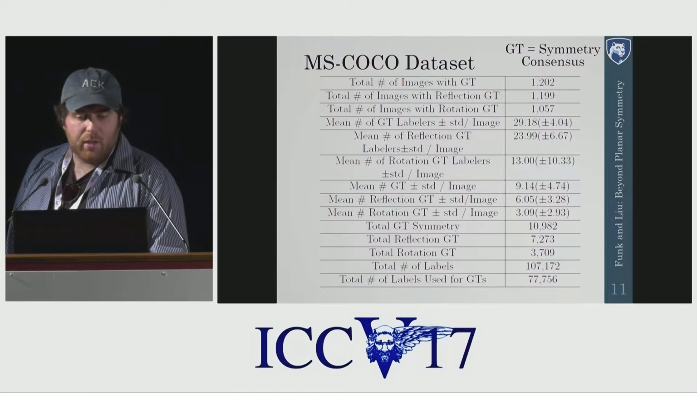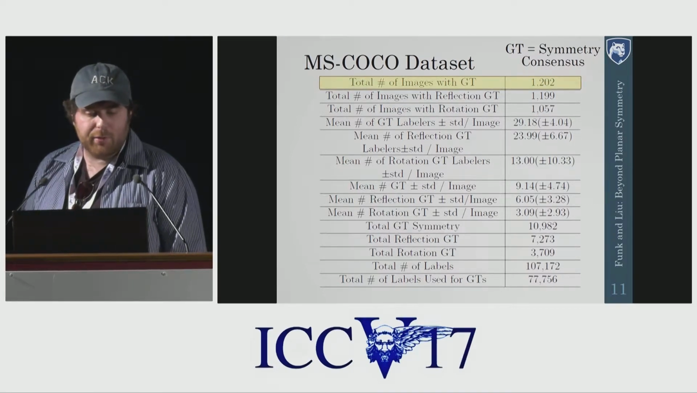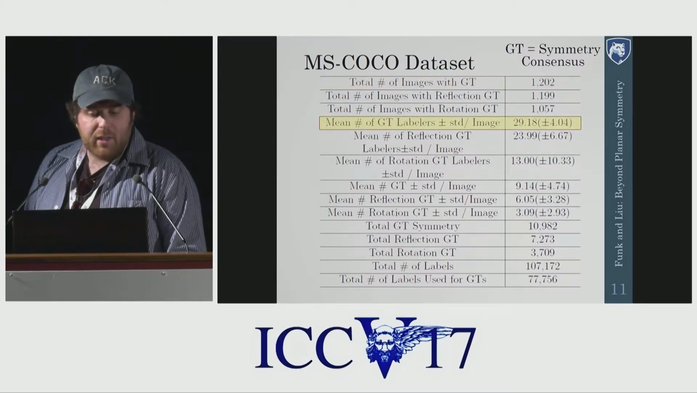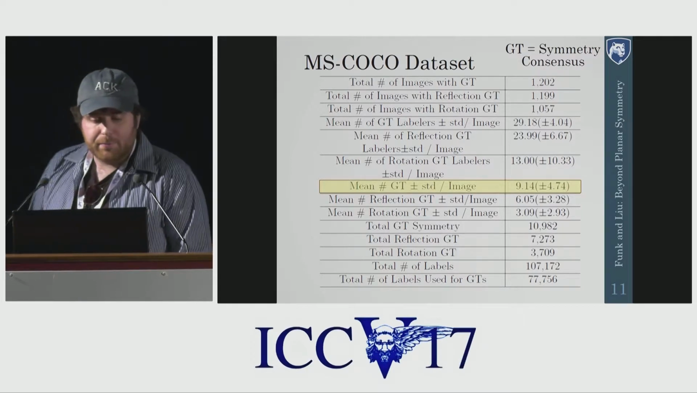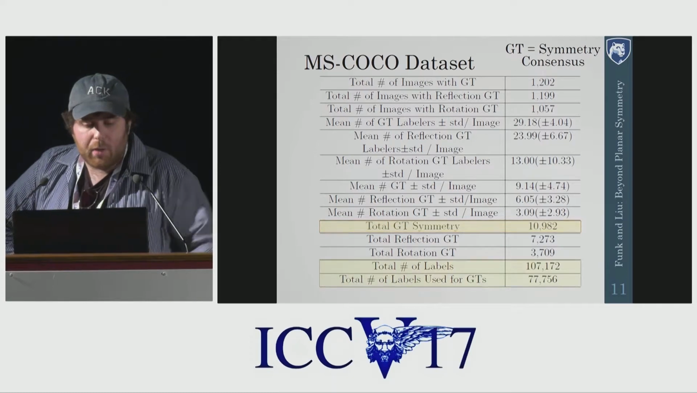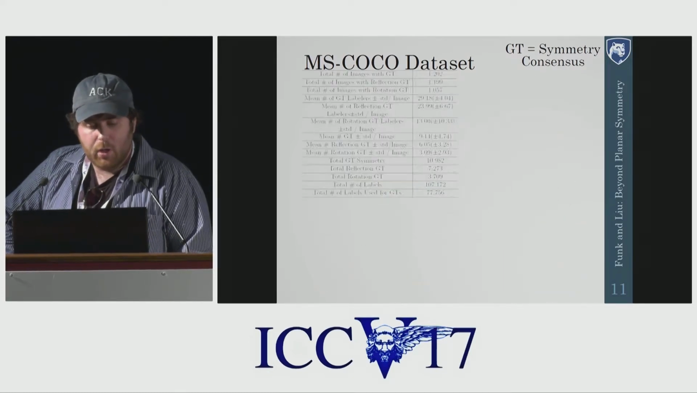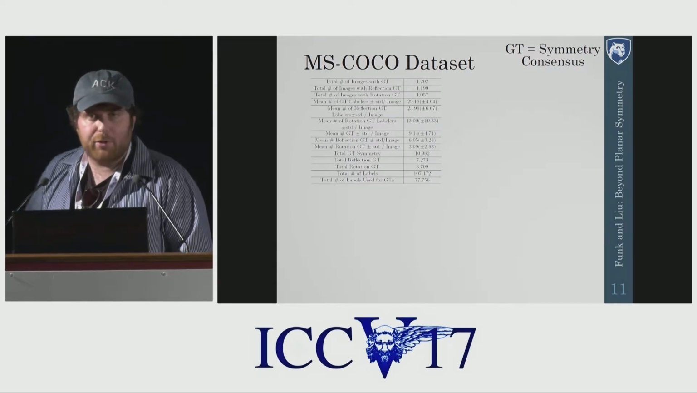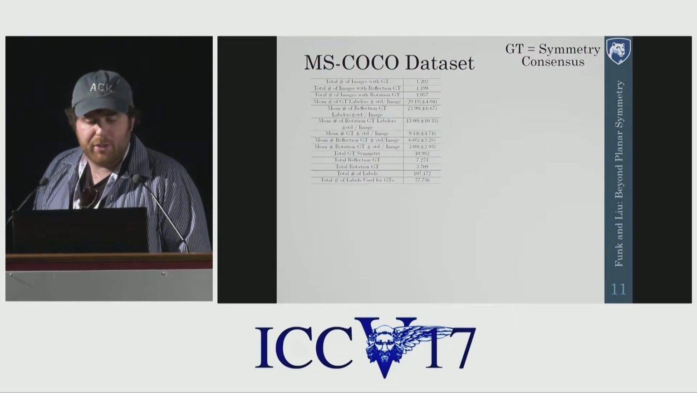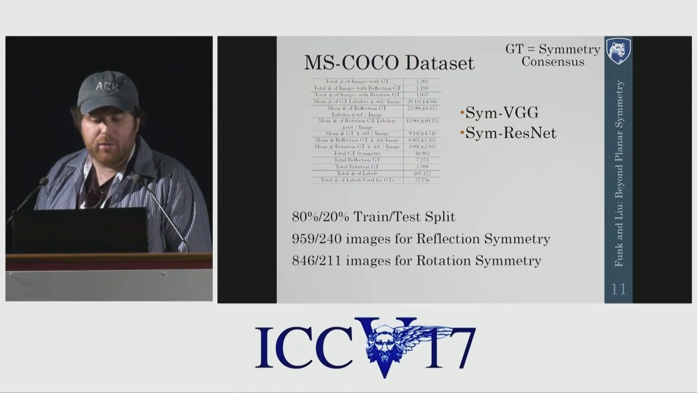In our data set, about 1,200 COCO images are labeled by more than 400 human subjects. On average, about 29 labelers per image, 9 symmetries per image, and 11,000 total labels. Among those, about 80% of the symmetries people agree on. We trained two networks based on DeepLab version 2: a VGG-based network called SymVGG and a ResNet-based network called SymResNet. For training, we use an 80-20 split of the data.